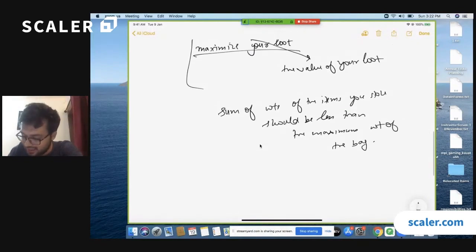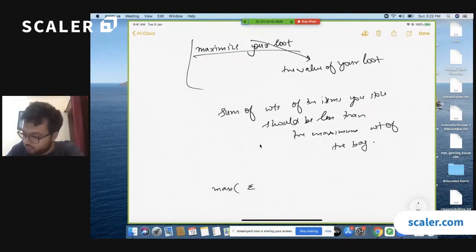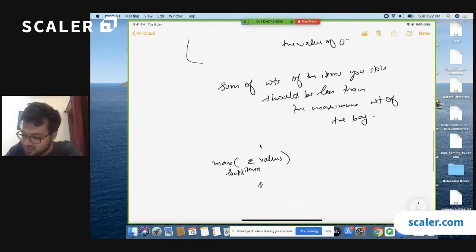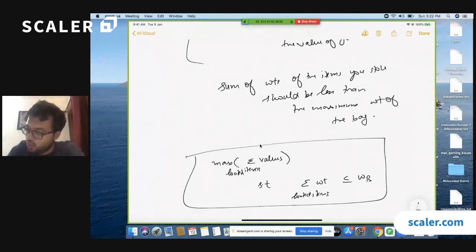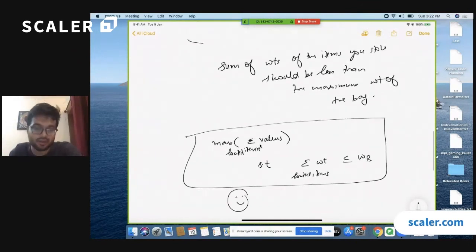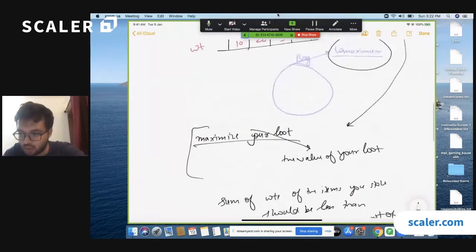Let me just write it once again. You want to maximize the summation of values of the items you loot. I looted items, so the sum over the values of the looted items. You want to maximize this such that the summation of weights of the looted items is less than or equal to W. I hope now the problem should be clear to everybody in the class. This is the kind of problem that we are trying to solve.